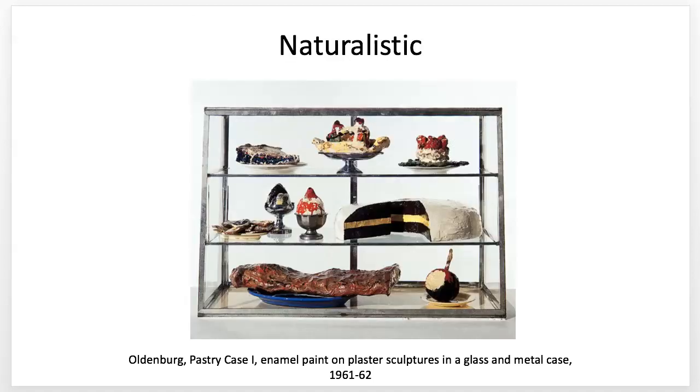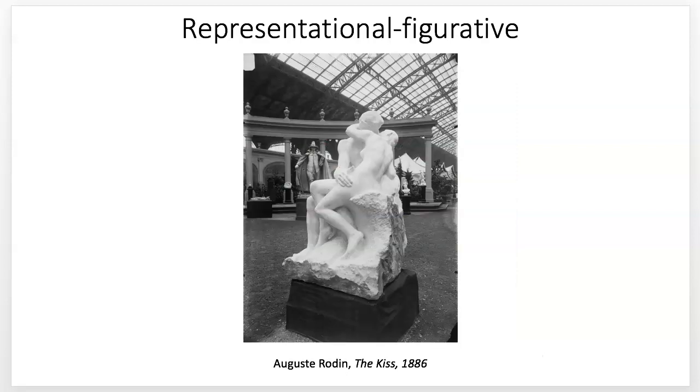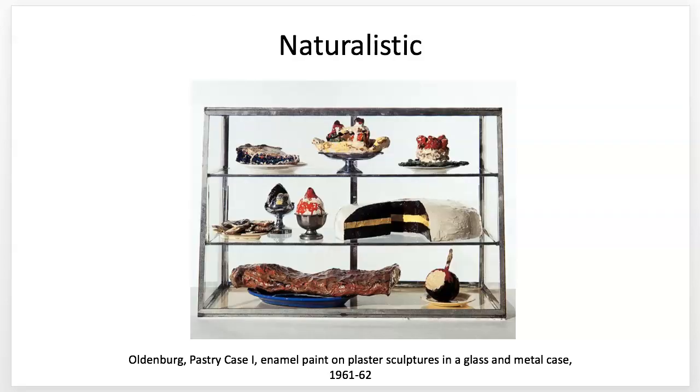It's more like representational is the opposite of non-representational, so things we can't tell what they are. Now, naturalistic is kind of a step up in that it's depicting it more or less as we would see them. So the difference is something could be representational, but not natural, really, how we would see them. So that's the basic idea of naturalistic. I picked this piece to show you because it's enamel paint on plaster sculptures, so it's not super real, but they're more or less how we would see cakes and things like that.